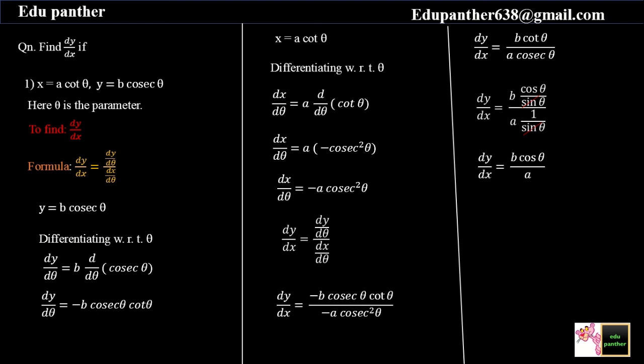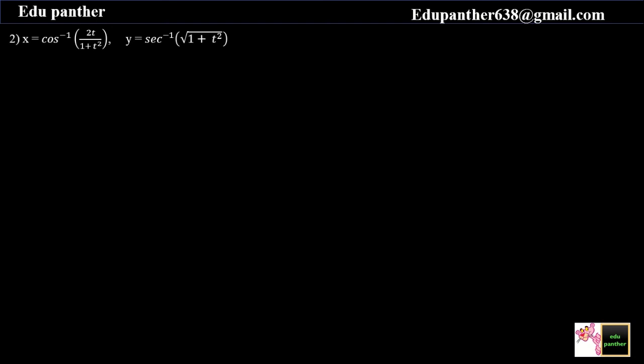Let's move to the next question. So question is same, we have to find dy by dx. So here x is given as cos inverse of 2t upon 1 plus t square and y is sec inverse of root of 1 plus t square. Now how to differentiate here?